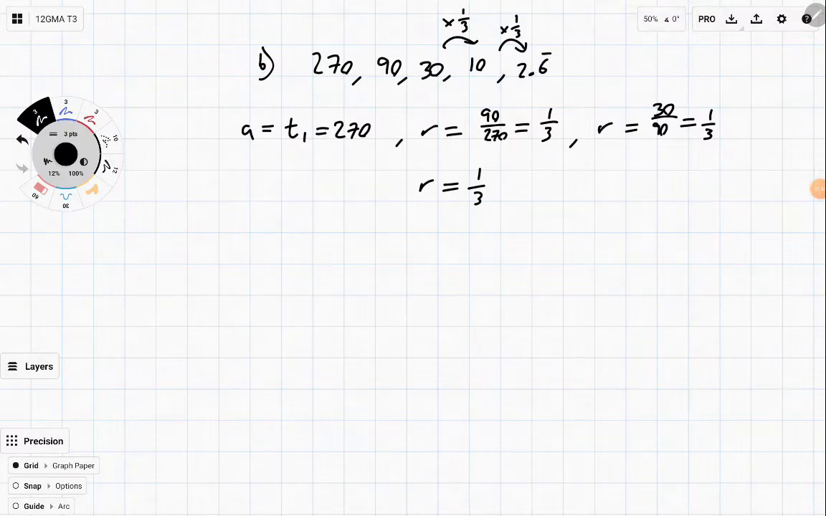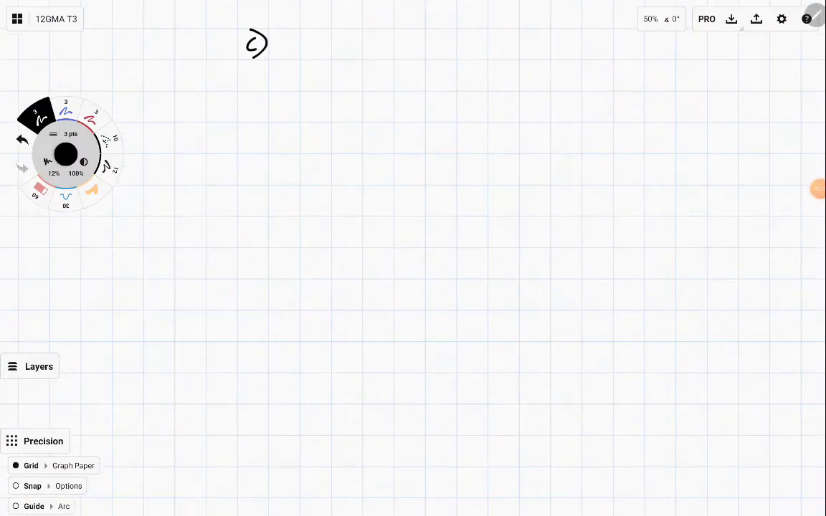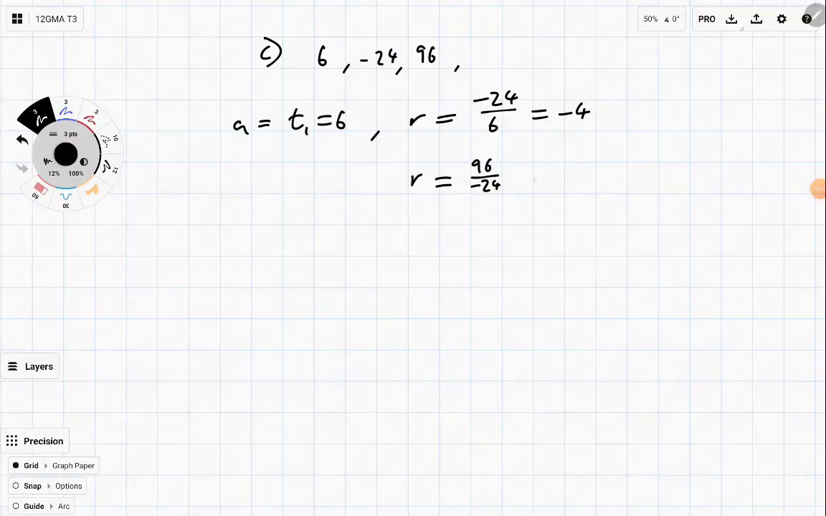Alrighty, and let's look at one more sequence that's got something slightly different going on. So in this sequence, we've got 6, negative 24, 96. Now, some of you might be able to see what's happening, but I certainly wouldn't think it's overly obvious. What would the next few terms in the sequence be? Well, T1 is 6, which is A, and the common ratio is equal to negative 24 divided by 6, which is negative 4. And just to double check that it works, let's do the next pair, 96 divided by negative 24, and indeed it does equal negative 4. So the common ratio is negative 4.